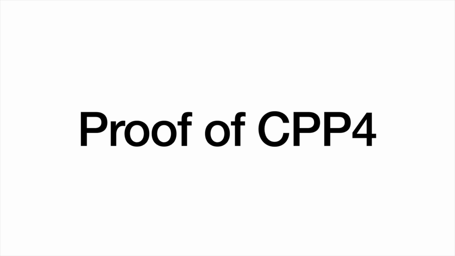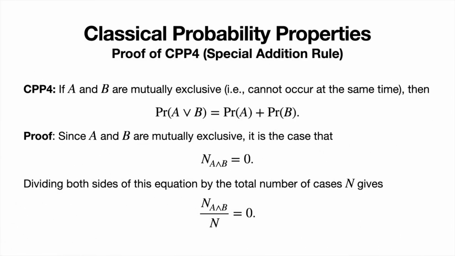Next, let's prove property 4. Property 4 says that if A and B are mutually exclusive events, that is, they cannot occur together, then the probability that at least one of the two occurs is equal to the probability of A plus the probability of B. Since A and B are mutually exclusive, it is necessarily the case that N sub A and B, which is the number of outcomes in which both A and B occur, is equal to 0.